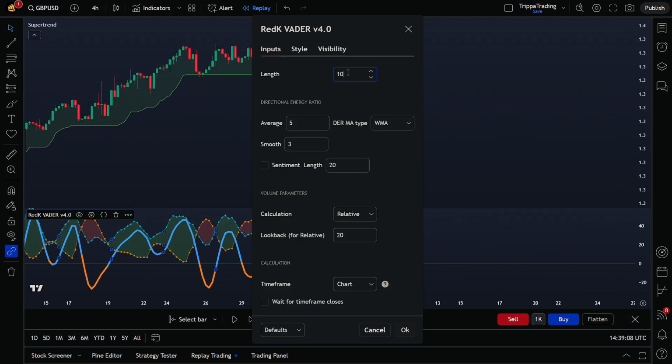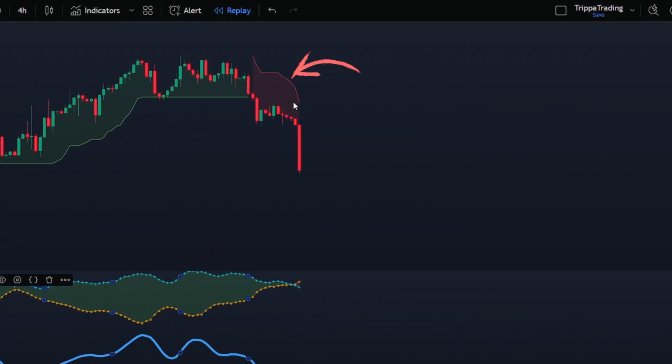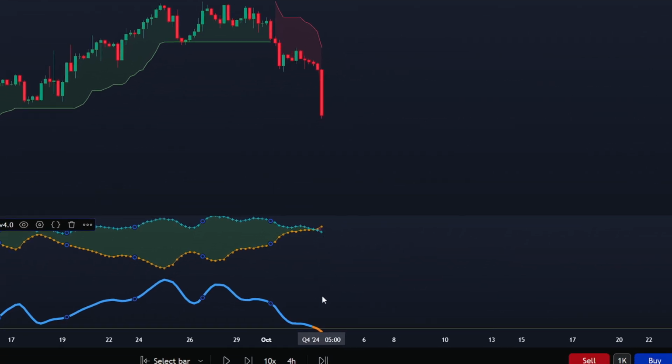First of all, there is one setting that we need to change. Since there are too many crossovers, we need to change the length to 100. This way, you can see that many false signals are removed. Here, we can see that the super trend is red, meaning the market is in a downtrend. So we will only look for sell signals.